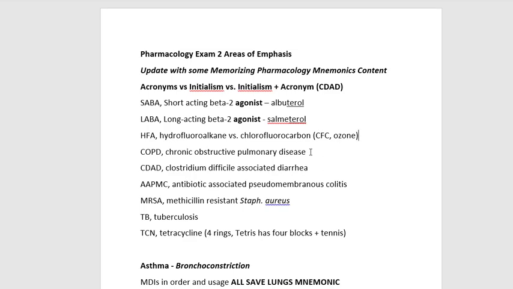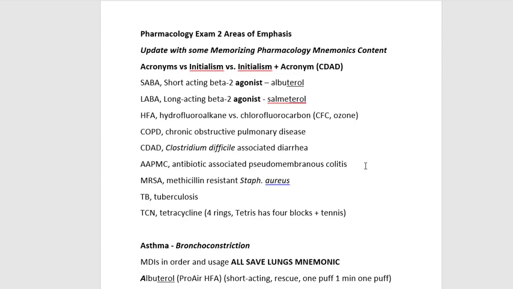COPD, chronic obstructive pulmonary disease, so we contrast that to asthma. So there's an irreversible versus reversible component. So CDAD, Clostridium difficile associated diarrhea. This is probably supposed to be capitalized, and then this is probably supposed to be italicized. But it's something that can be life-threatening. And then also coming from clindamycin, same antibiotic, we have antibiotic-associated pseudomembranous colitis, another one of those acronyms that you have to know.